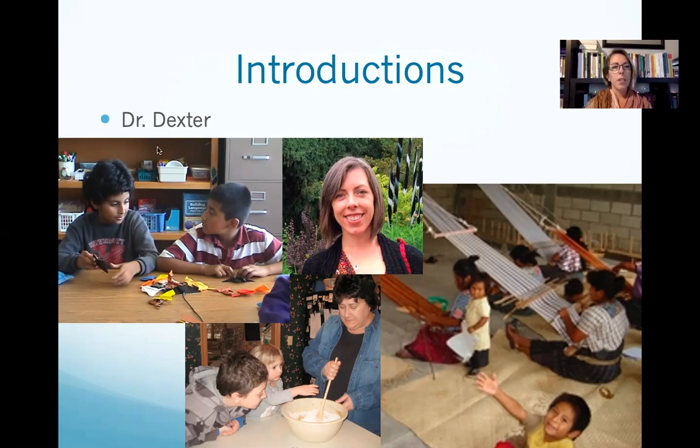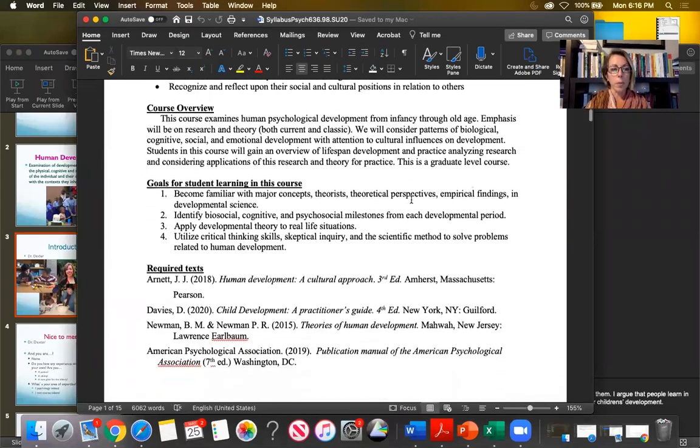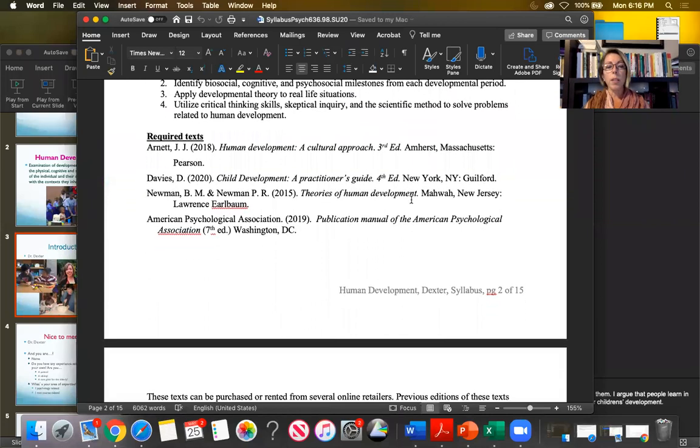Okay, so the next thing I wanted us to do is just to sketch out the syllabus really quick. So the main texts that we're going to use here for the class are Arnett and Davies. Newman and Newman I have here on the syllabus as a required text, but I'm actually going to supply that for you. That's this first week. Because it's too hard for folks to get that book so quick, I'm just going to supply those chapters for you. It is a required reading, but you don't have to go and buy that book.